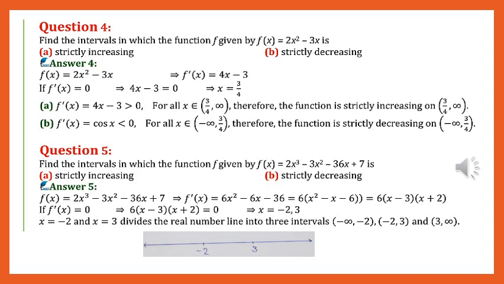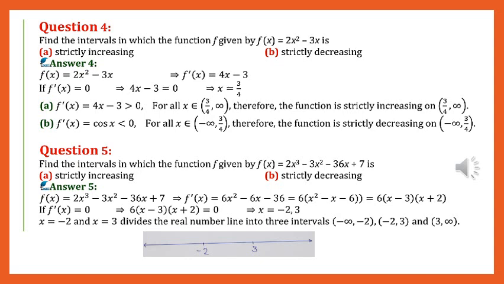6 is common. 6 into x square minus x minus 6. Then the factors of x square minus x minus 6 are x minus 3 into x plus 2. So remember children, we found f dash x and we factorized.